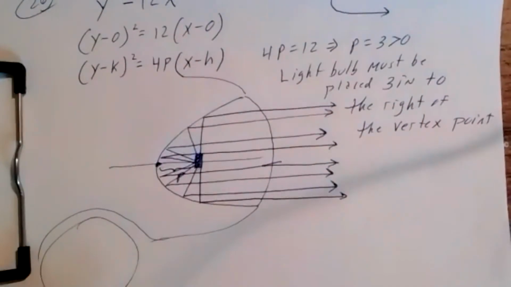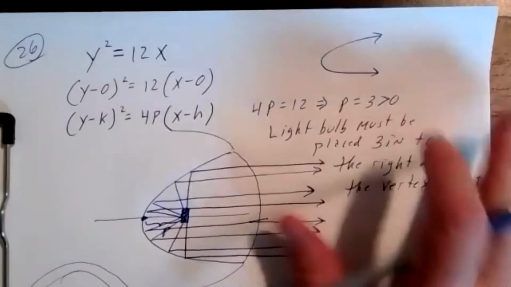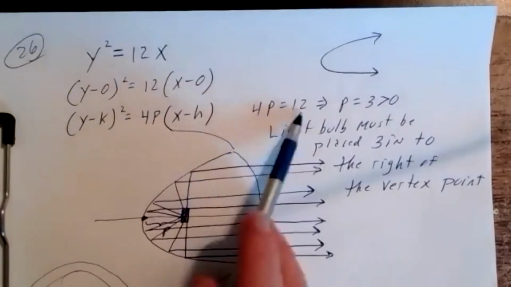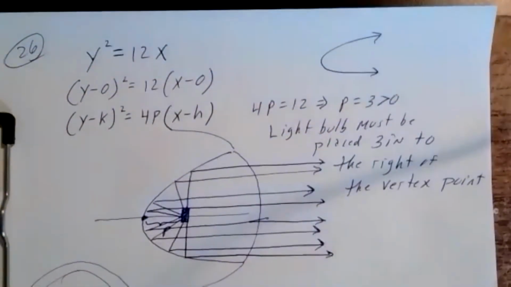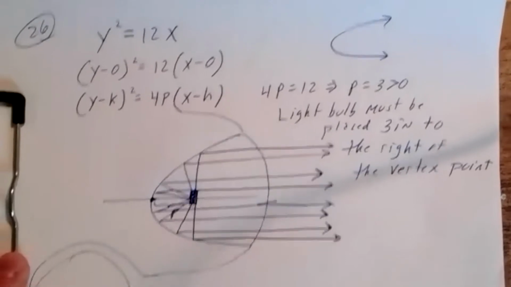And there you go. That's one area where parabolas can be used. And again, how did we get 3? Well, because we know 4p has to be 12, and therefore p has to be 3. So a parabolic mirror used in your headlamps. Any question about that problem?